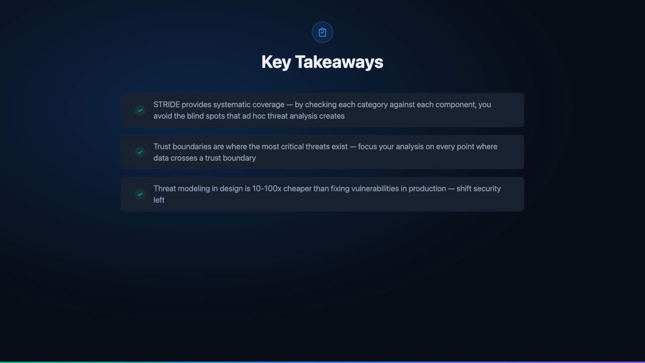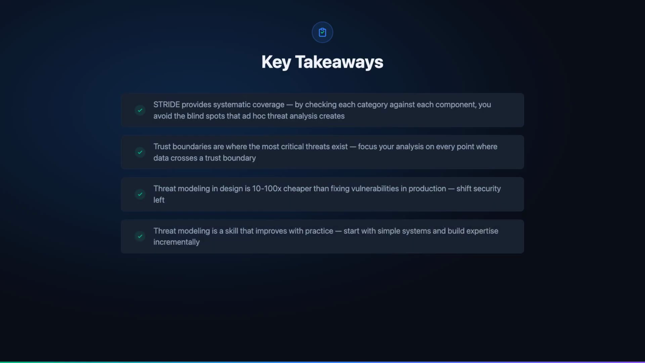Third, threat model during design whenever possible. The cost of addressing a security flaw increases by an order of magnitude at each stage of development. A design-level fix is cheap. A code-level fix is moderate. A production fix after exploitation is catastrophic. Shifting security left through threat modeling is one of the highest ROI security investments.